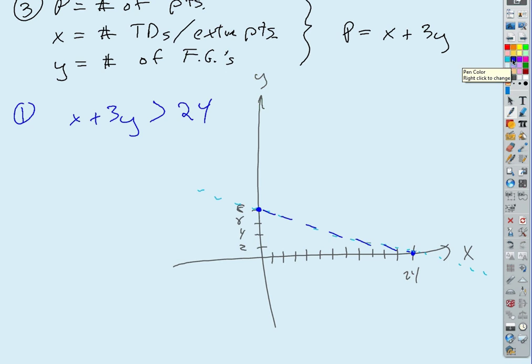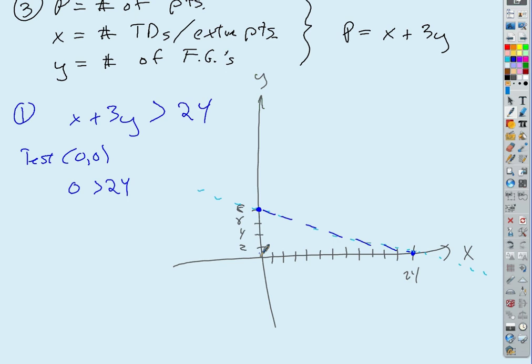And let's just look at all our options here. If I test the point (0, 0), what would happen? So if I test (0, 0), I get 0 is greater than 24, which is false. And so I've got to shade away from my test point. There's one way to look at it, right?